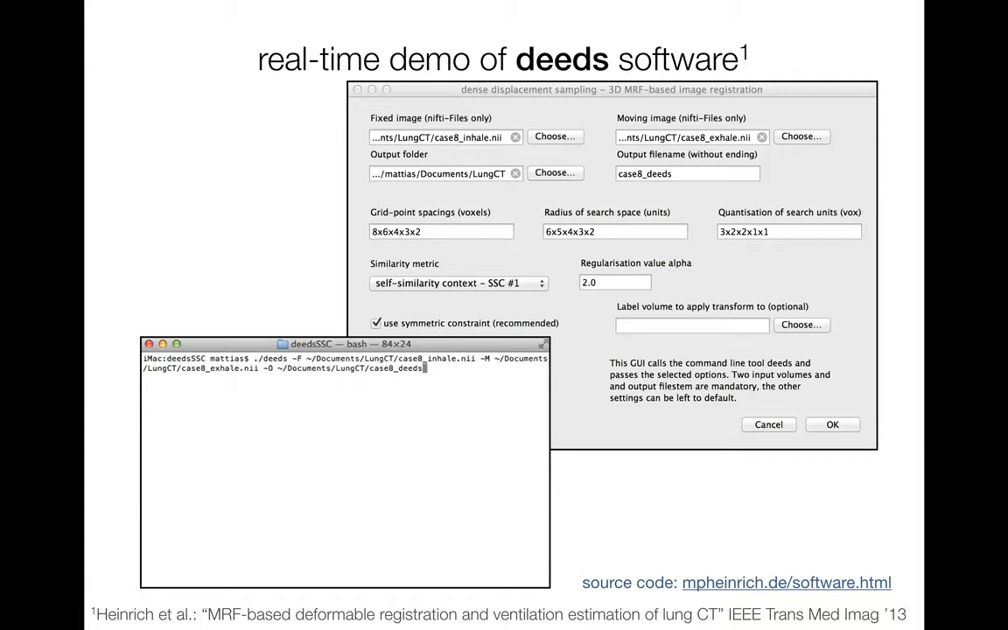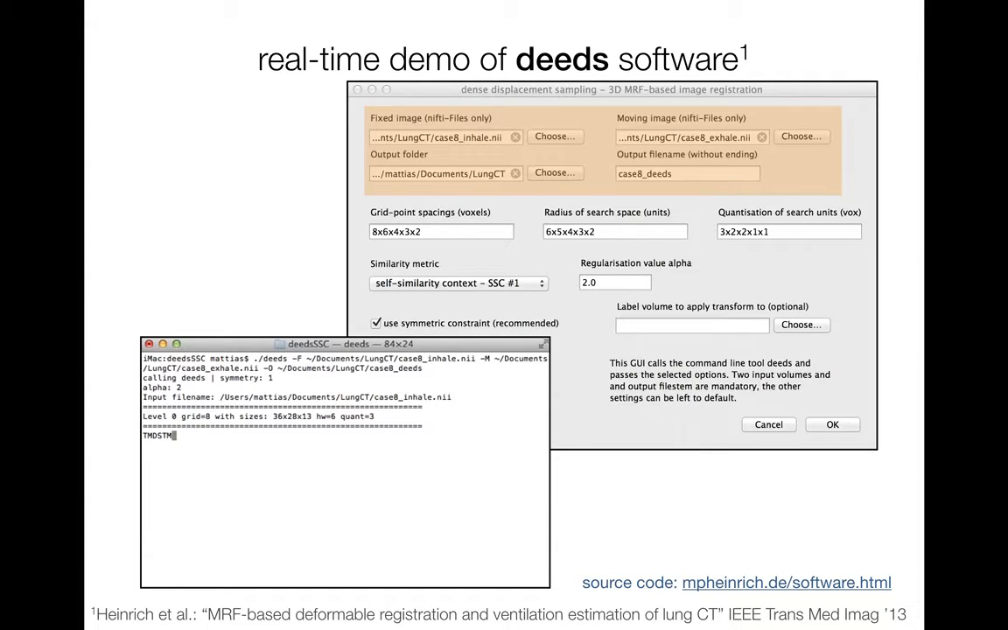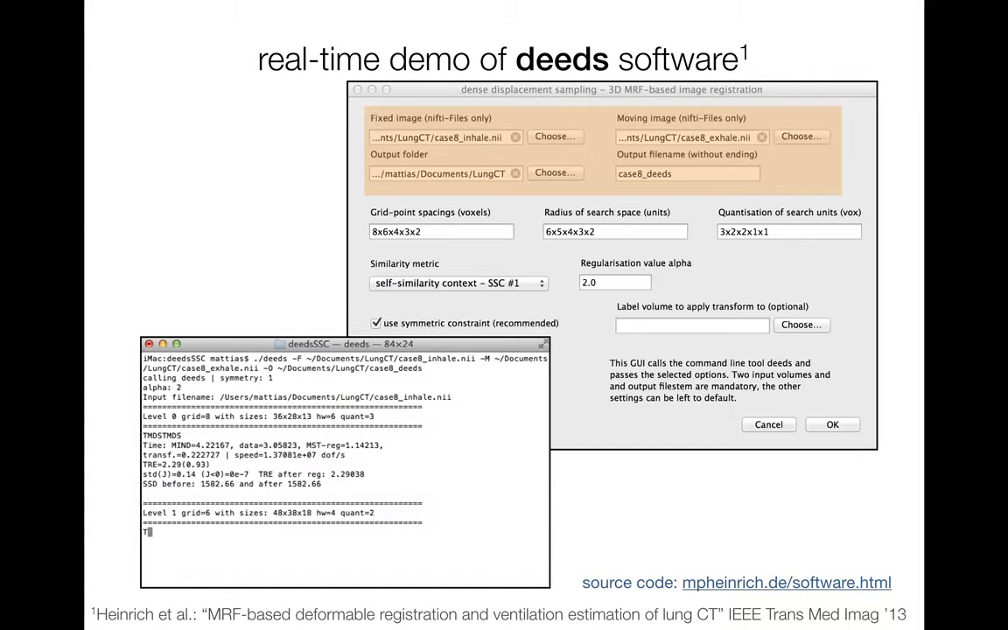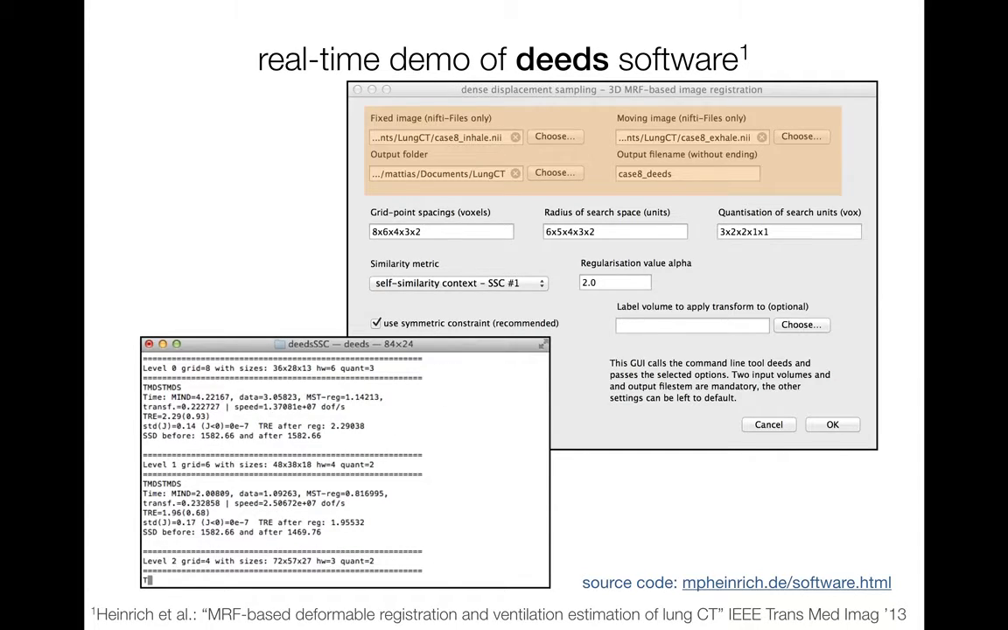This is a live demonstration of the software package Deeds, short for dense displacement sampling, which I've developed during my DPhil at Oxford. I first start running the algorithm in a terminal window and explain the graphical user interface in the meantime. In the first two rows, we can specify the input and output images. Here I've selected the inhale and exhale phase of a 4D CT scan of the DIR-Lab dataset.